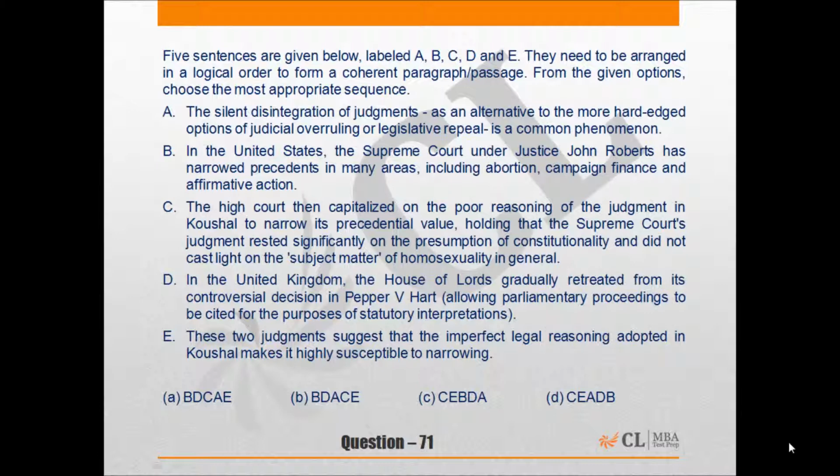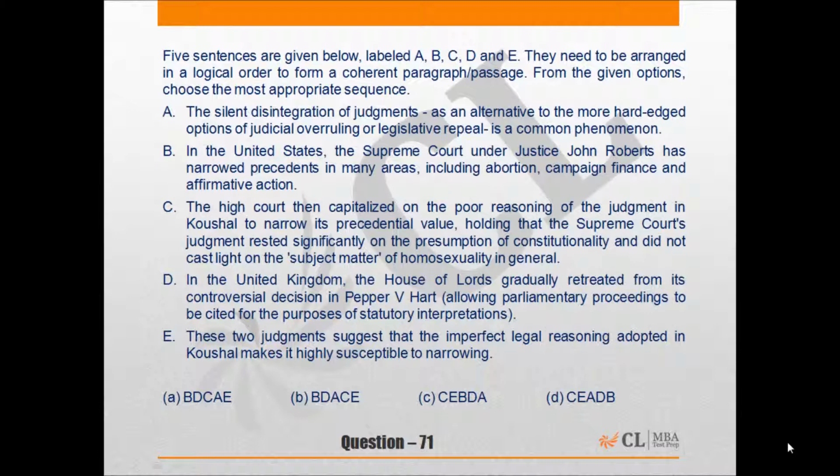The third judgment that is talked about is statement C, which talks of the poor reasoning of the judgment in Kaushal. So CE can be a mandatory pair. Now the CE mandatory pair is present only in options B, C and D, so we can negate option A. So now we are left with statement A, statement B and statement D.